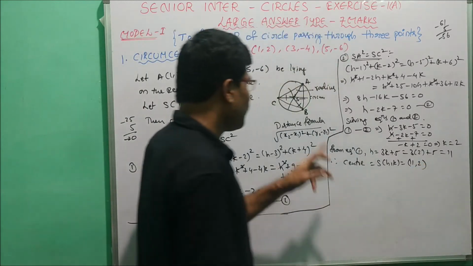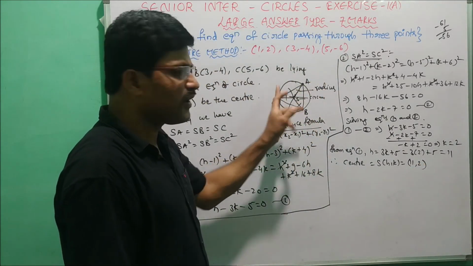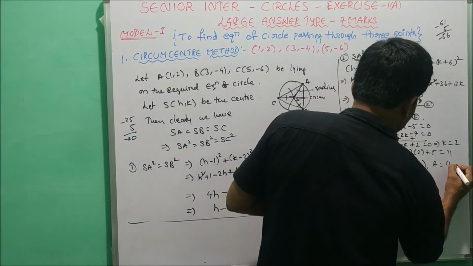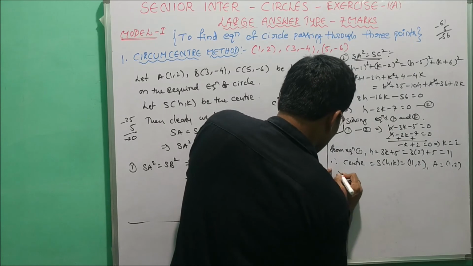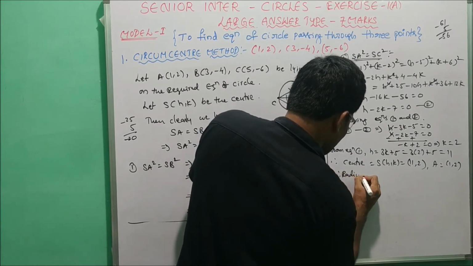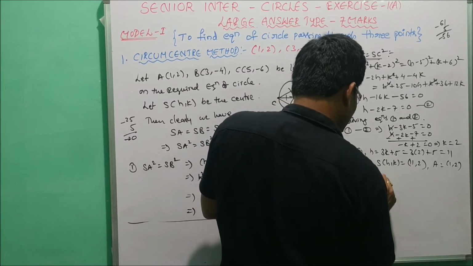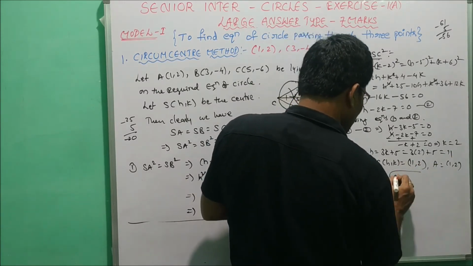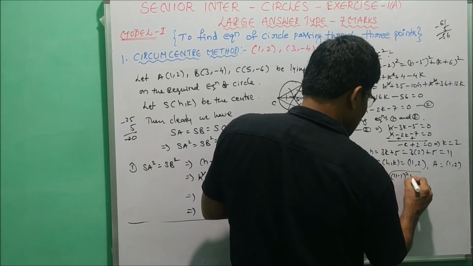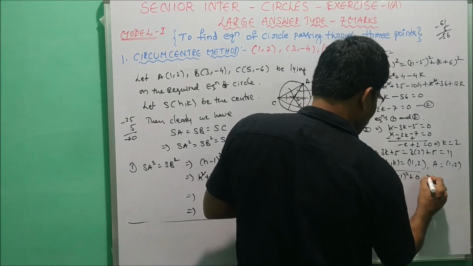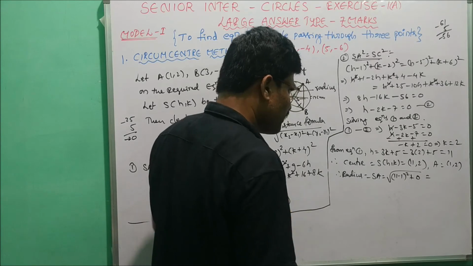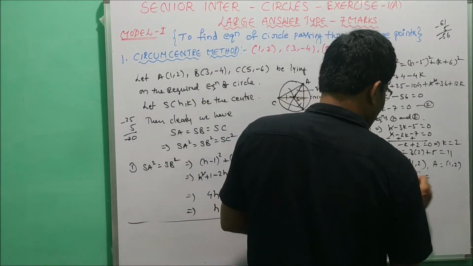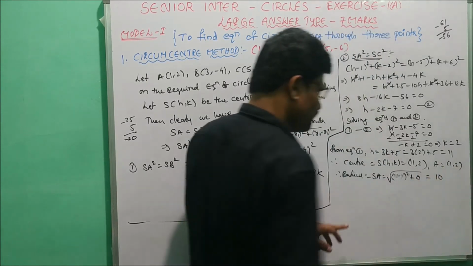And now to find the radius. Radius is SA, or SB, or SC. So we take the point A, that is (1, 2), to find the radius using the distance formula. SA equals square root of (11 minus 1) whole square plus (2 minus 2) whole square, that is 0. 11 minus 1 whole square means 10 square, square root, that is 10.